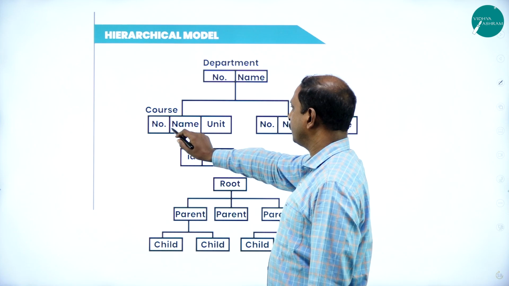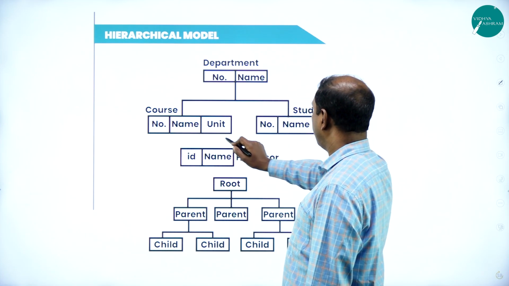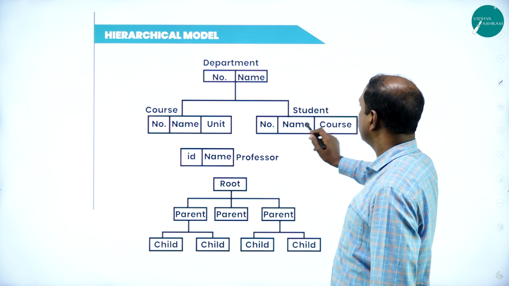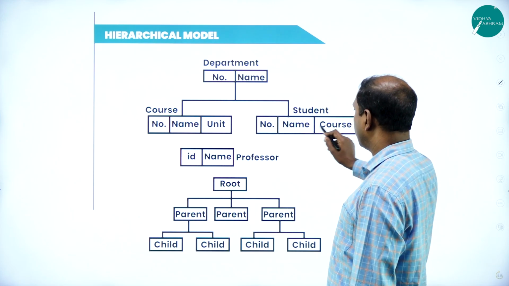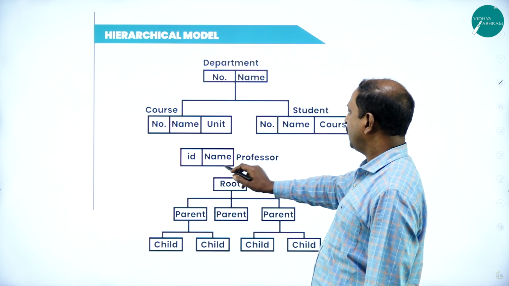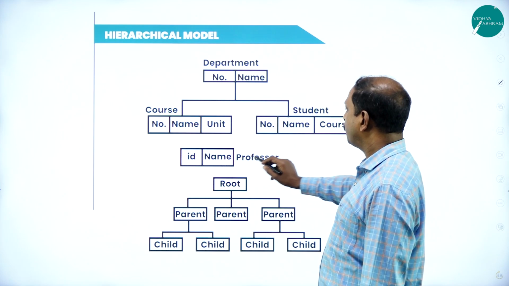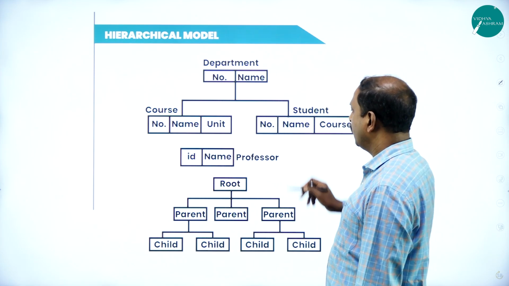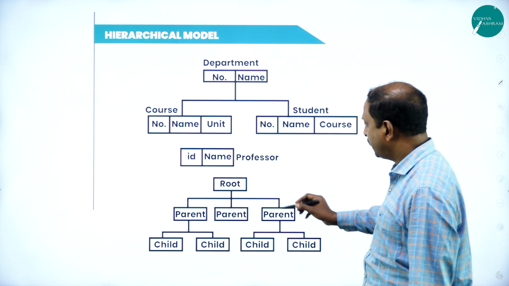This is course number, course name and unit. And student, this is student number, student name and course. And here ID, name, this is professor, this is one more unit. So here, look at this diagram here, root.